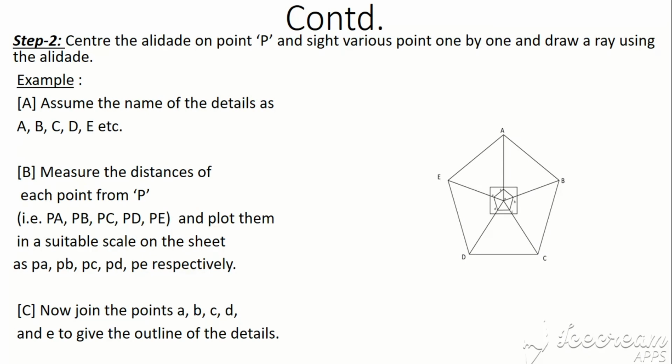So as shown in the figure, these points are plotted on the drawing sheet using a suitable scale for PA, PB, PC, PD and PE. Now join the points A, B, C, D and E to give the outlines of the details.